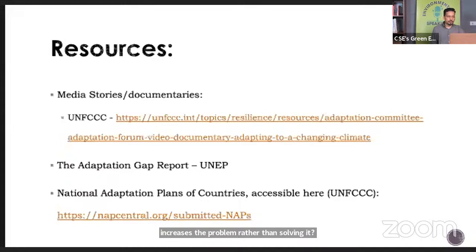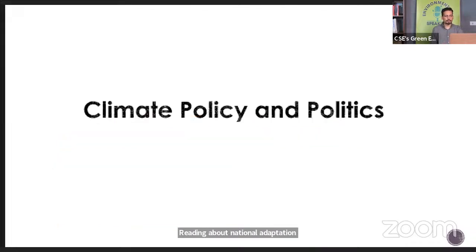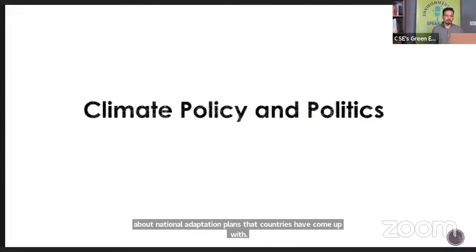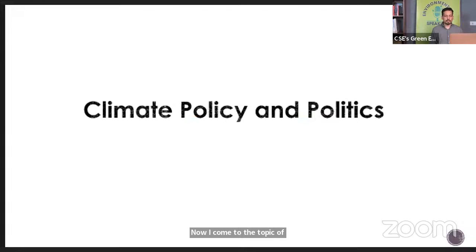And these are some of the resources that we have compiled for adaptation, reading about national adaptation plans that countries have come up with. Now I come to the topic of climate policy and politics connected to the first section on climate action. Since the problem is shared globally, the politics and process is also studied in a global context. And the most important aspect of this section is to discuss what is known as climate justice.